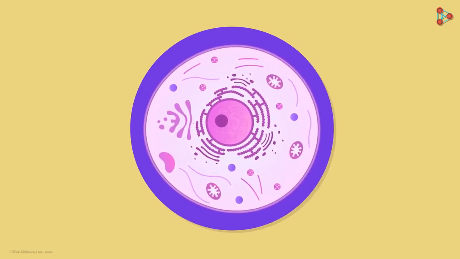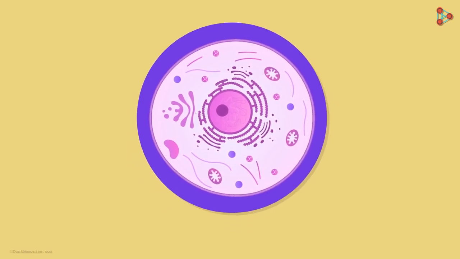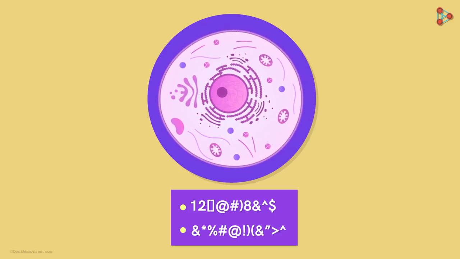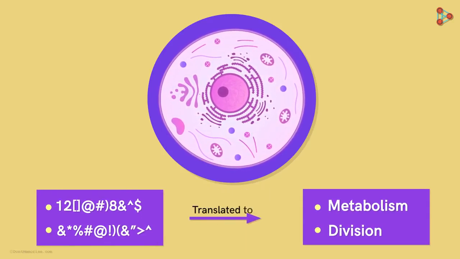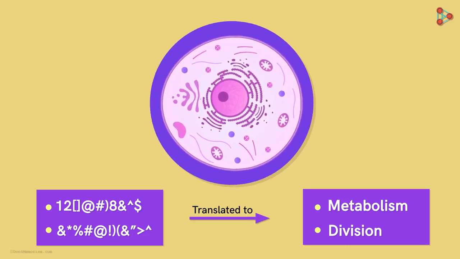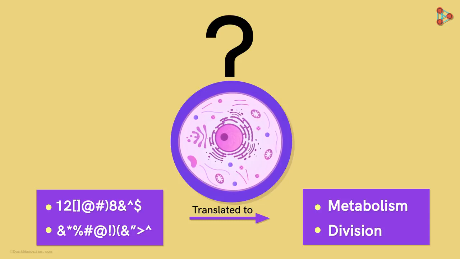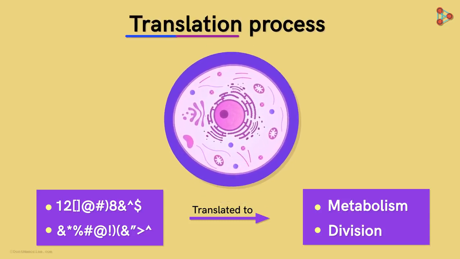Let's assume that this cell encounters a set of instructions for performing a task. But the instructions are written in a coded language. So all it needs to do is to translate this language and then perform the task. Any idea which process we are talking about? That's right, we are talking about the translation process.